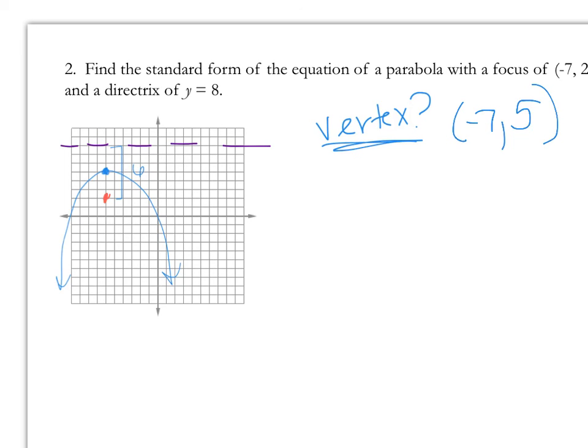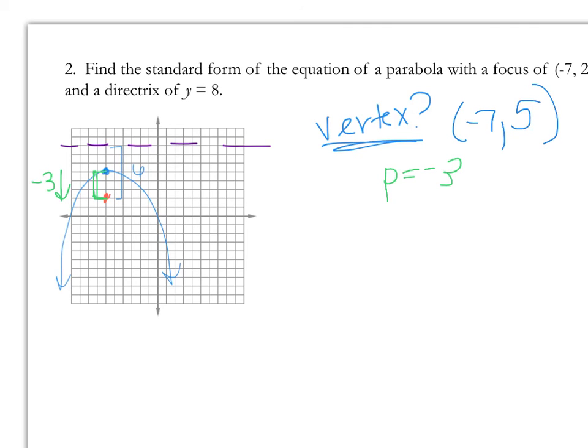And then the other part that I need is to figure out what p is, so I can write the equation. The p is the distance to go from the vertex to the directrix. This time that's moving down, so the p is negative. In order to get it to face down, the p is going to be -3.